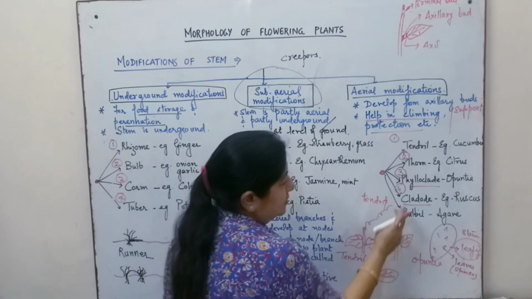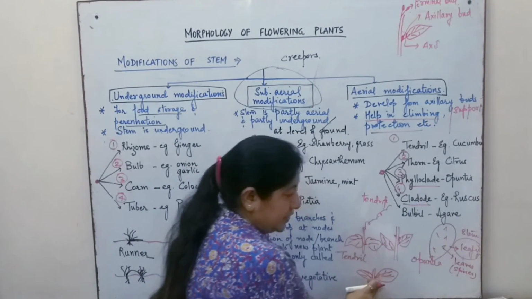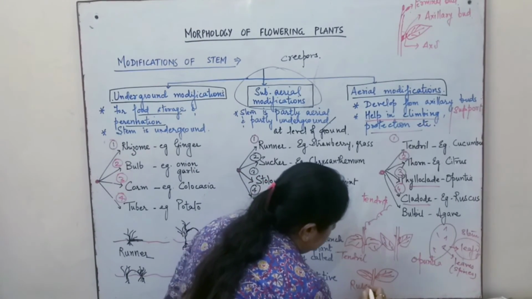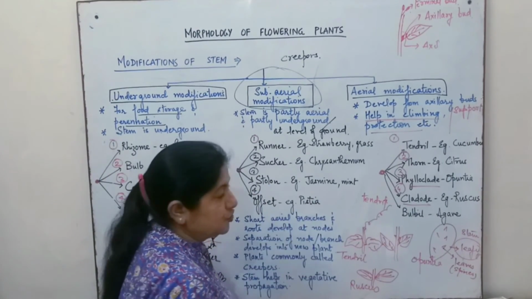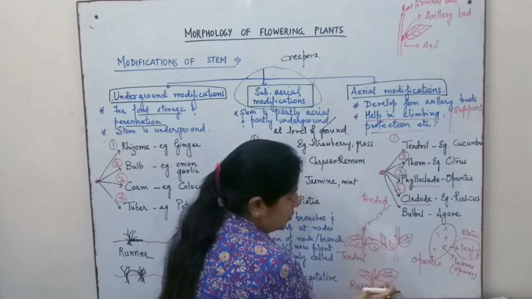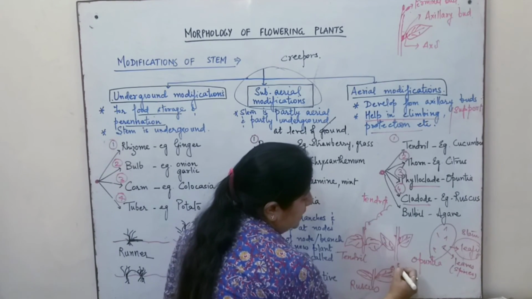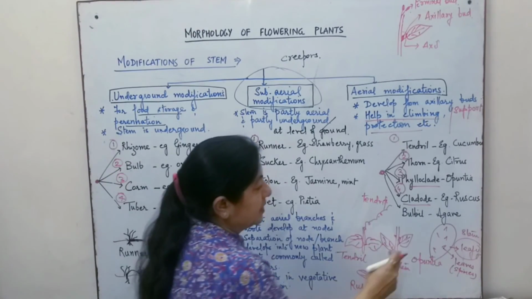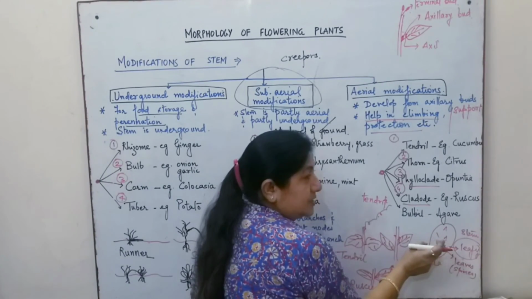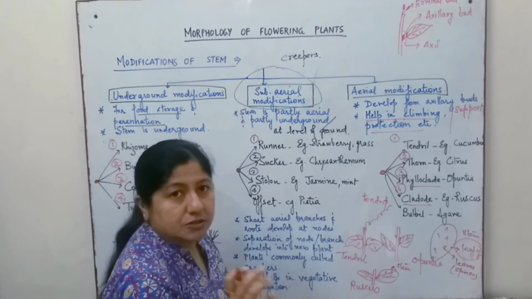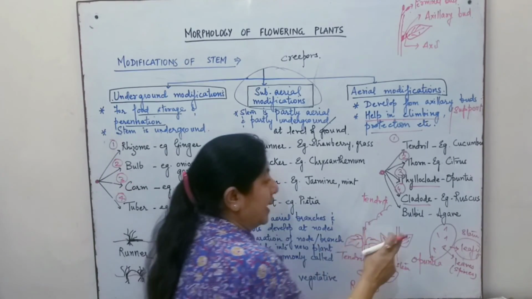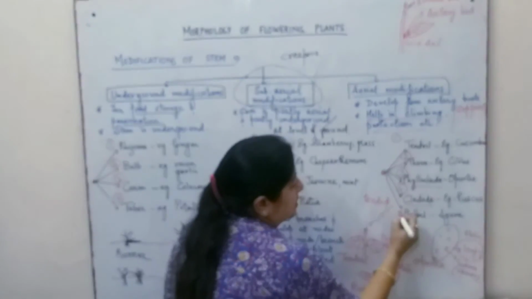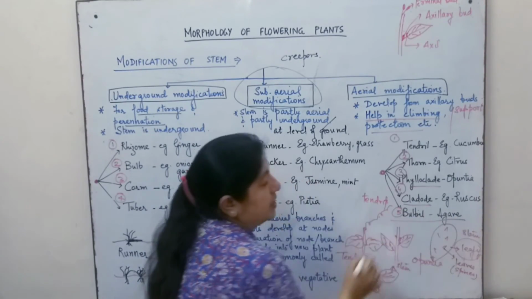Here, the cladode is also fleshy. Ruscus is also fleshy, but not as fleshy as Opuntia. It is a leaf-like structure, a modified stem. It is fleshy, but over here we find both internodes and nodes, whereas in the phylloclade this structure is not very clear. Bulbil is another type of modification. This is the fifth type of modification, which is found in agave.